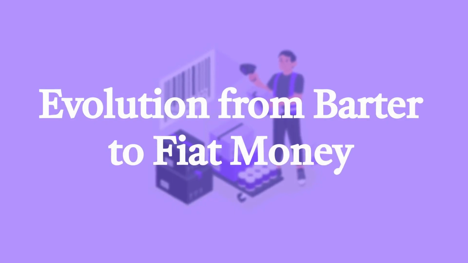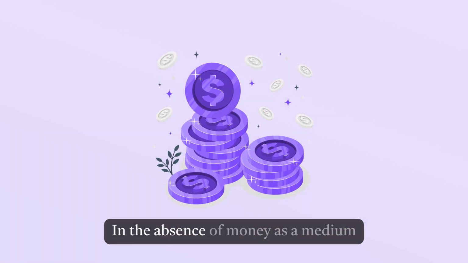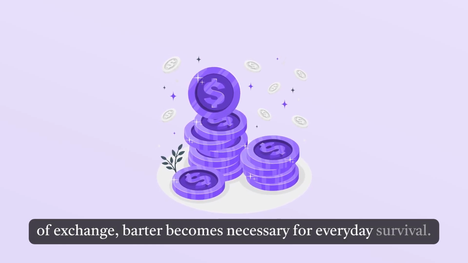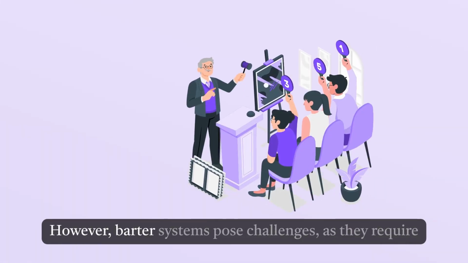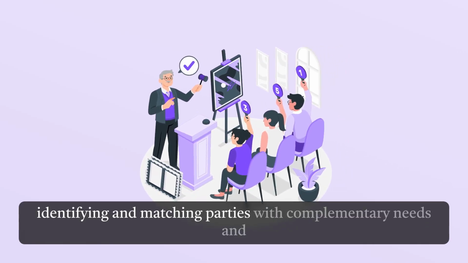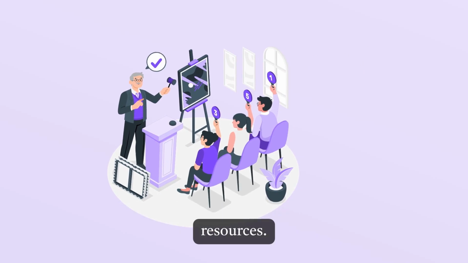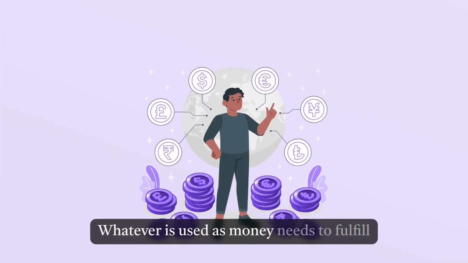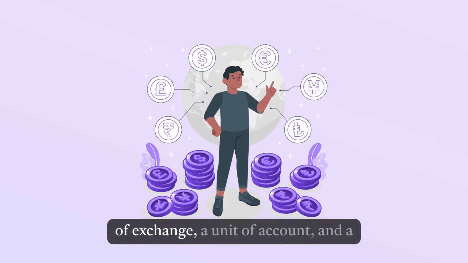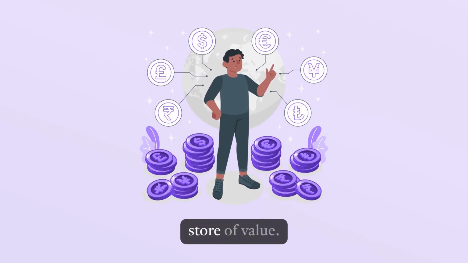Evolution from barter to fiat money. In the absence of money as a medium of exchange, barter becomes necessary for everyday survival. However, barter systems pose challenges, as they require identifying and matching parties with complementary needs and resources. Whatever is used as money needs to fulfill three critical functions: to act as a medium of exchange, a unit of account, and a store of value.